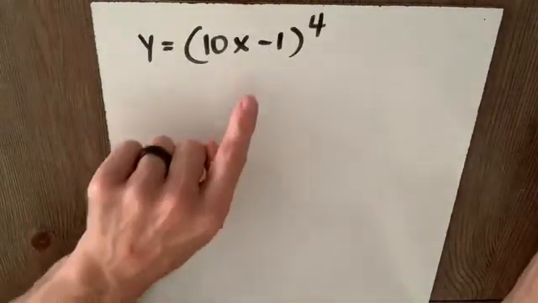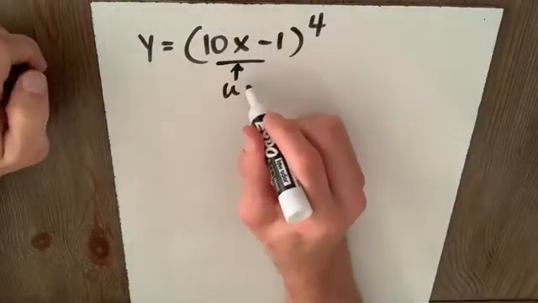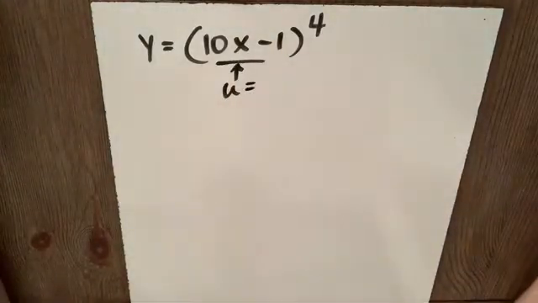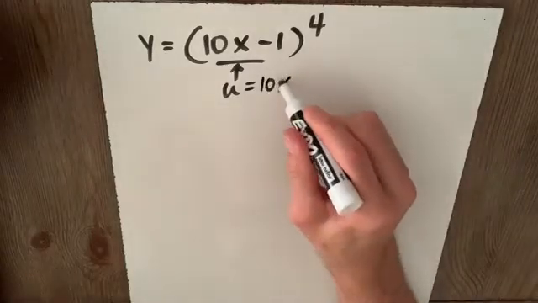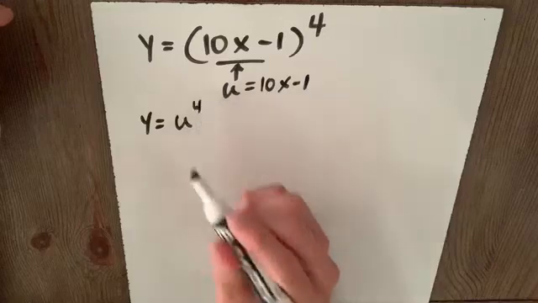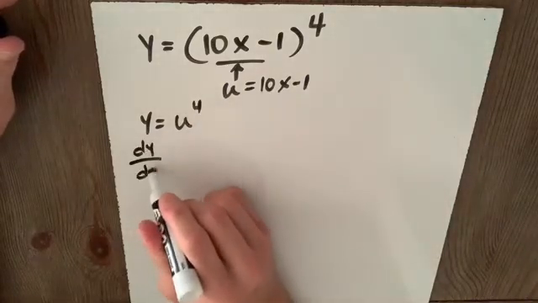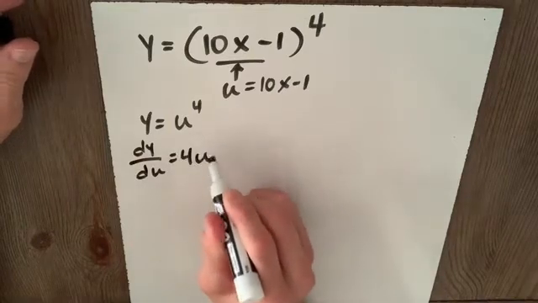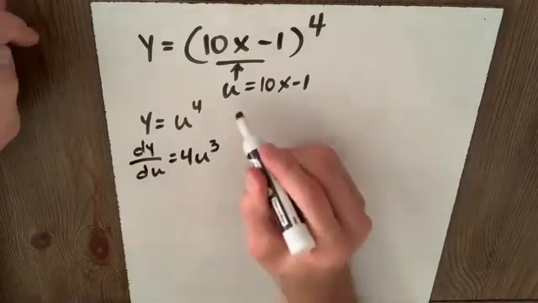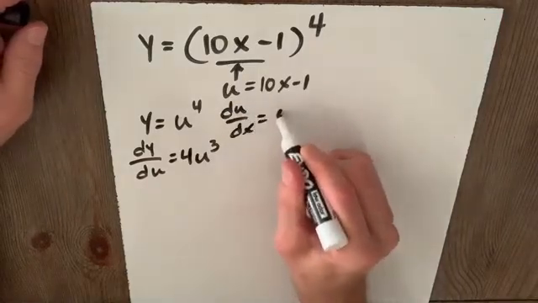Find the derivative of this. I recognize whatever's in parentheses is not just x. So I label it as u, 10x minus 1. So y is equal to u to the fourth. Y written in terms of u, that means dy du is 4u to the third power. If u is written in terms of x, then du dx is simply 10.